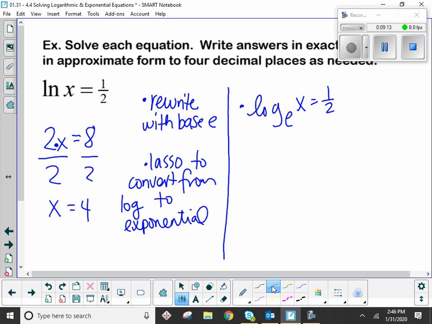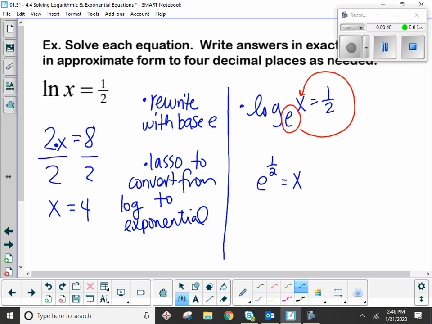And lasso starts where? With the what part? The base, right? What's our base here? The E? I heard someone say E. So it starts at the base. It goes around to the other side and comes back to where it started. So I've got E to the what? 1/2 equals x. I have solved for x.